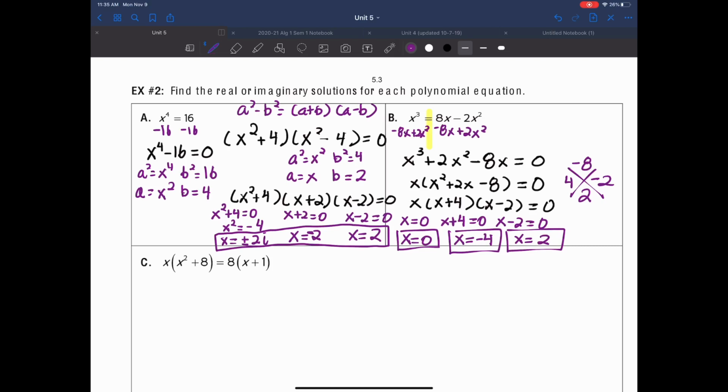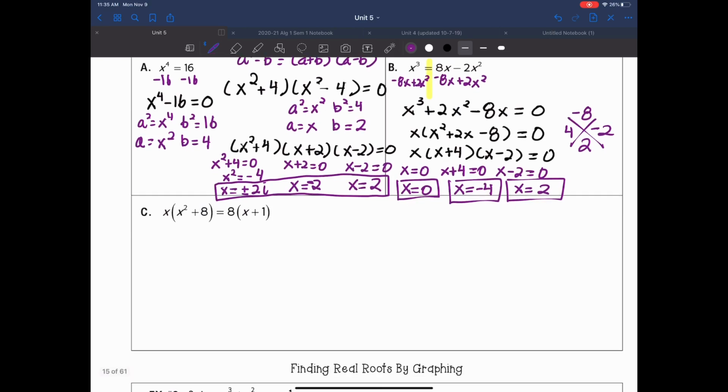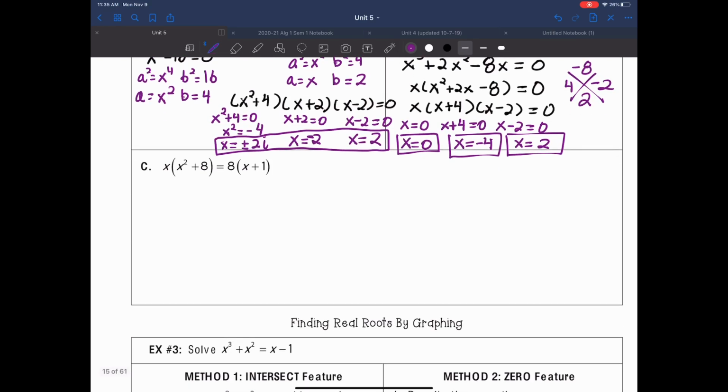All right. Let's go ahead and move down to part C. We have x times (x squared plus 8) is equal to 8 times (x plus 1). Well, I want to get this into some form where I can get all of my terms on the same side, because I don't want this equal to something. I want this equal to 0. So in order to do this, since I have parentheses, I'm going to have to take care of those, because otherwise it's going to be real hard to combine like terms. So let's get rid of those.